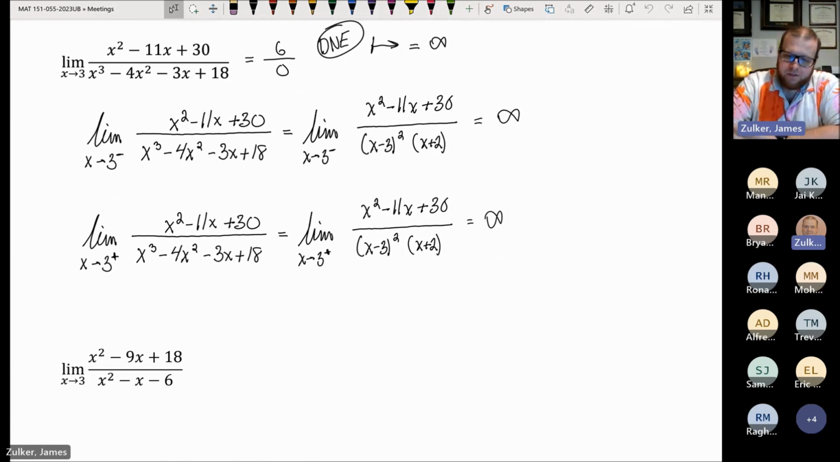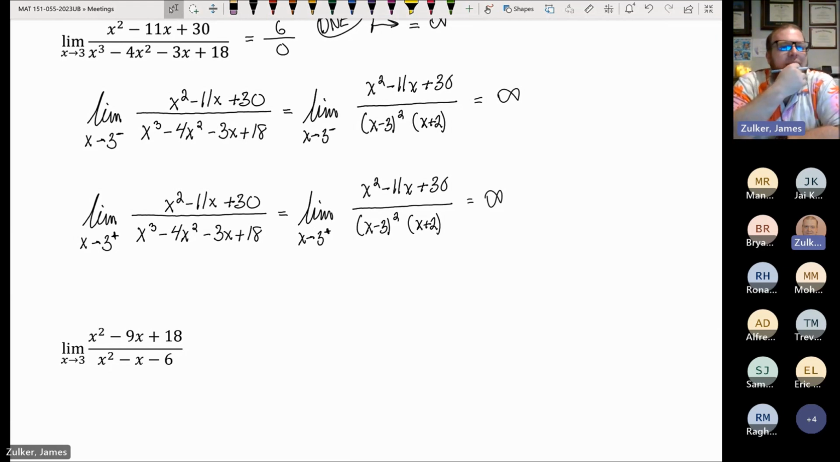So again, this form, right? Some constant over 0 does not mean indeterminate. That's why I didn't factor the numerator. There's no need. The only reason I factored the denominator was to make it easier for me to see on each side am I going to positive infinity or negative infinity.